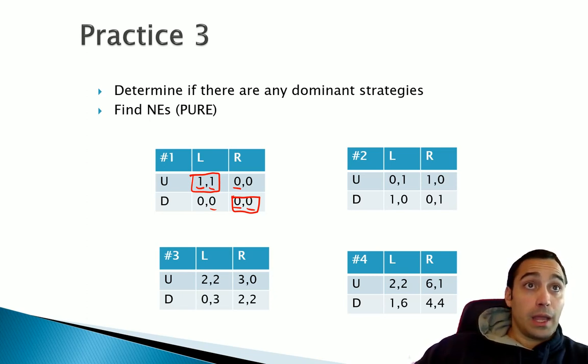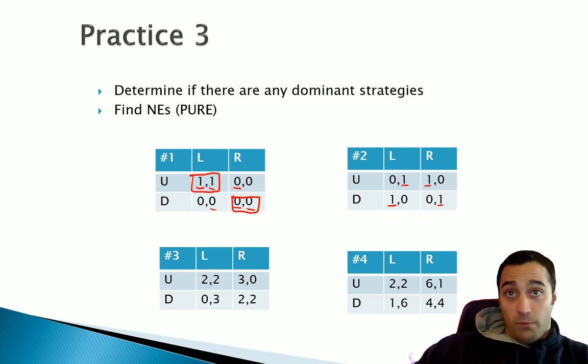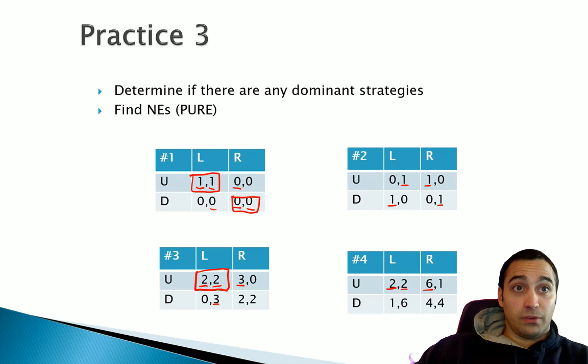Let's try this one. Player 1 would play down, up. Player 2 would play left, right. Looks like there's no Nash equilibriums. Moving to 3. Looks like player 1 would play up here, up here. Player 2 would play left here, left here. Looks like our Nash equilibrium's on the top left. Moving to the last one, looks like player 1 plays up here, up here. Player 2 plays left here, left here. Again, looks like our Nash equilibrium's in the top left.